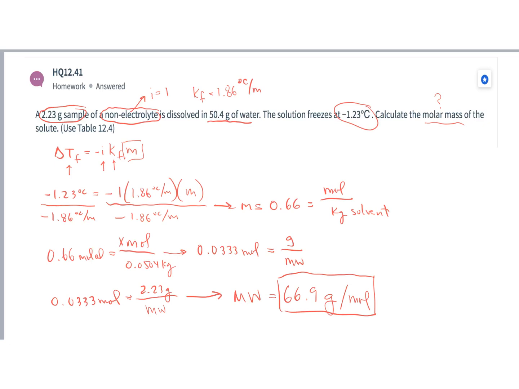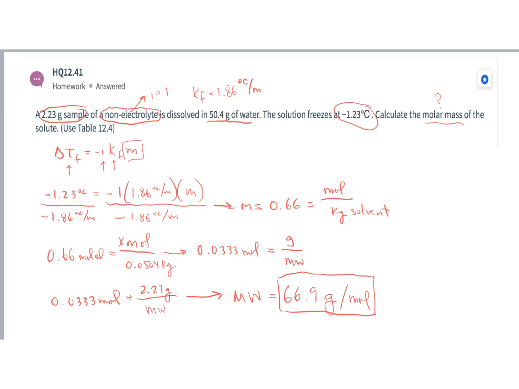So I don't know what the unknown is. I can't say it's this thing, but I do know it's a non-electrolyte, so it's a molecular compound. And based on this information, based on the change in the freezing point of water, the molar mass of this compound is approximately 66.9 grams per mole.